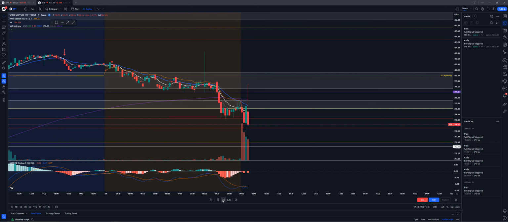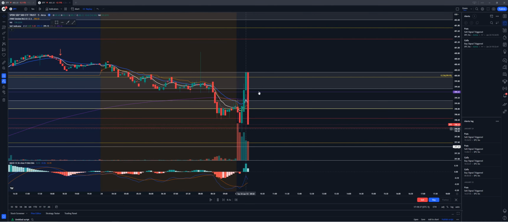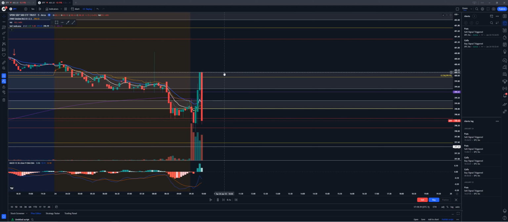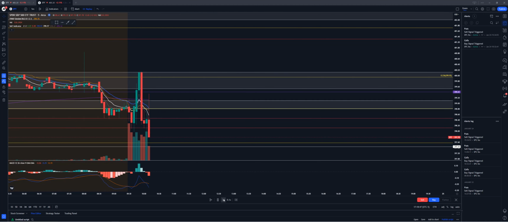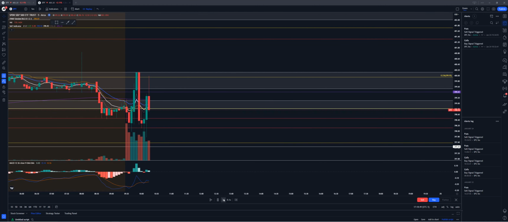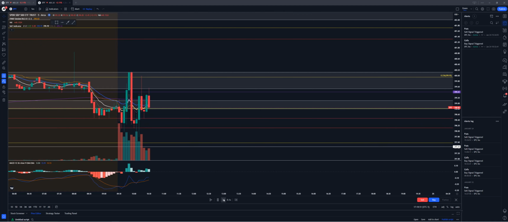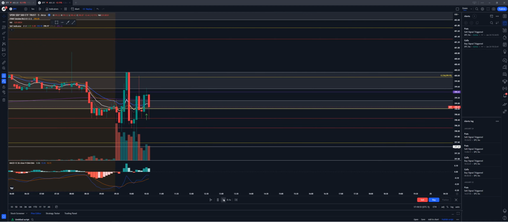Alright, so we dump at the beginning of the day. We go ahead, close back above the 221 EMA in that demand zone. We reject the top of this supply zone, almost a perfect rejection, around the 400 level, and then we shoot all the way back down. We're just kind of consolidating here.